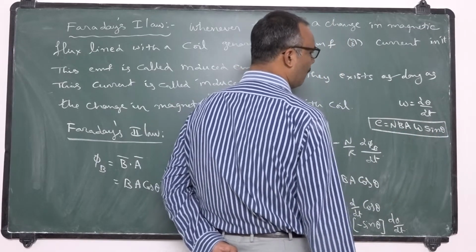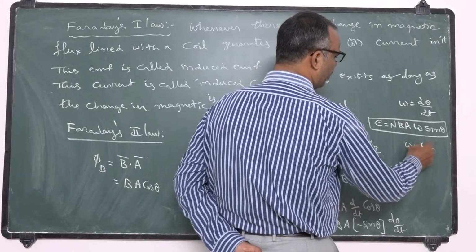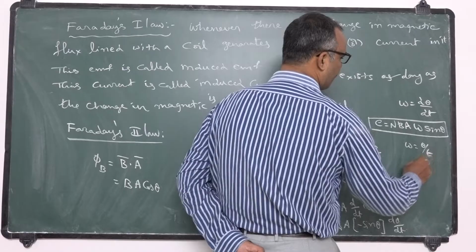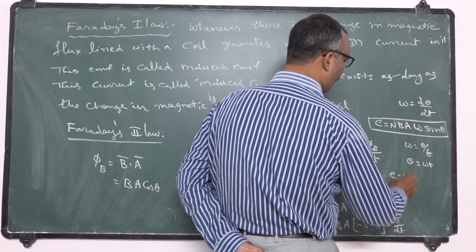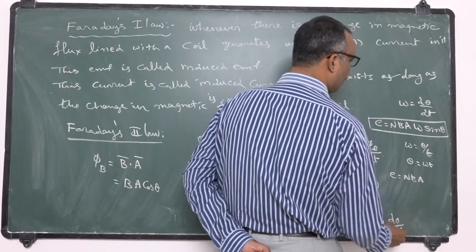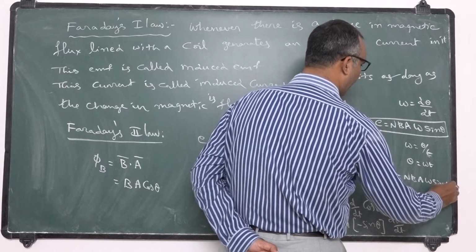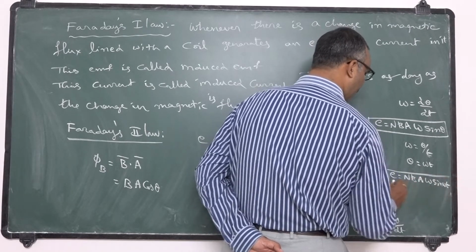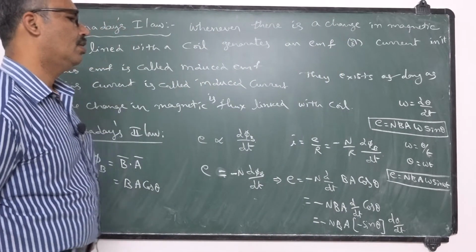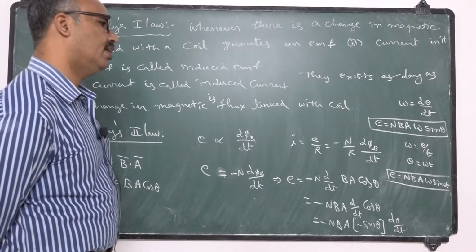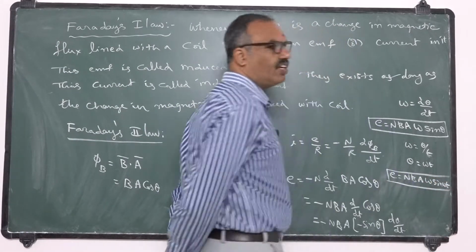As you know, omega is equal to theta by t. Theta can be replaced with omega t also. So then E is equal to NBA omega sin omega t. It is producing an EMF which is a sine function.